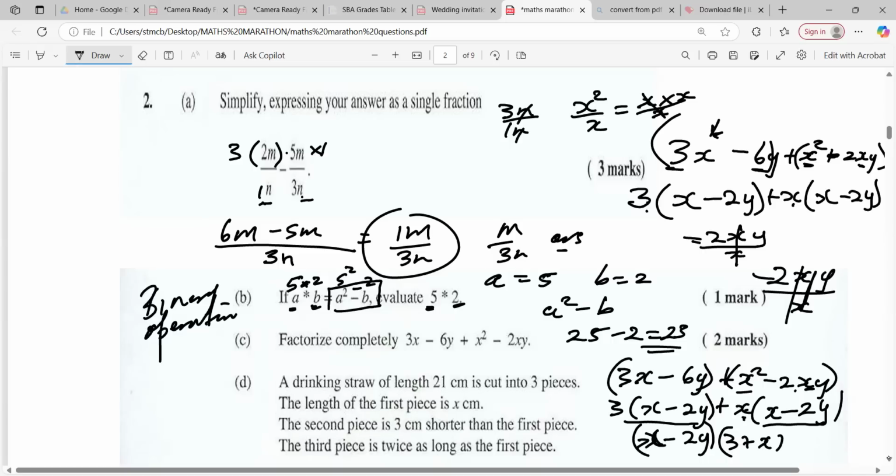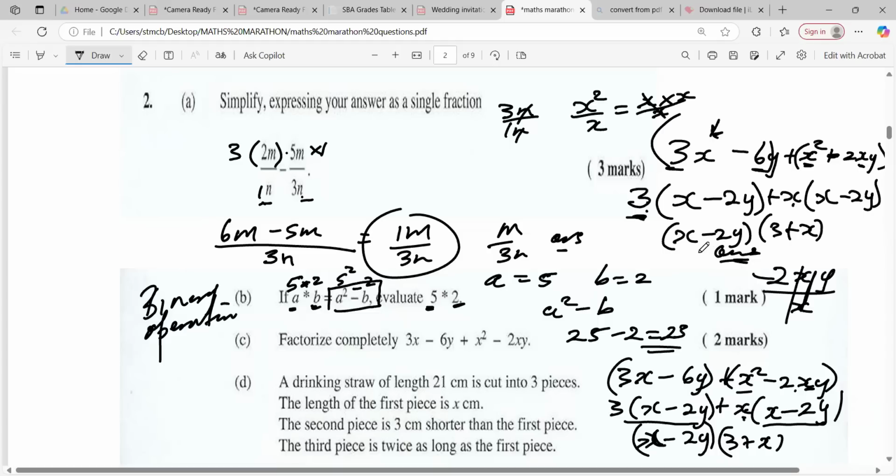Yeah. So now that both of them are common, we just take it out. The x minus 2y is common, so we're going to take out that. So the x minus 2y forms one bracket. And then the next bracket will be 3 plus x. So you just cancel one of the x minus 2y and bring back only one. Because it's common, we normally take out that common one and form one.